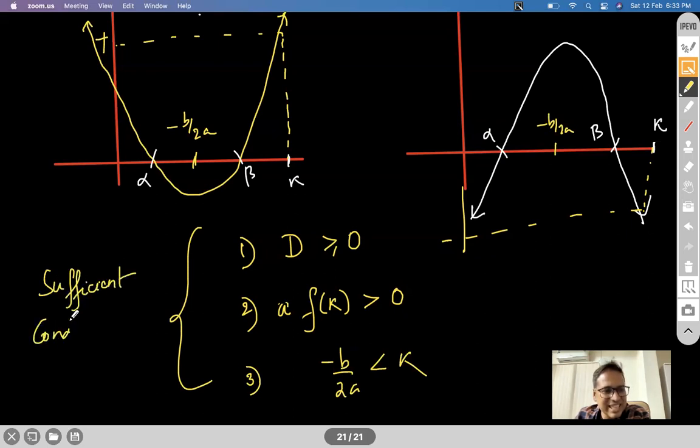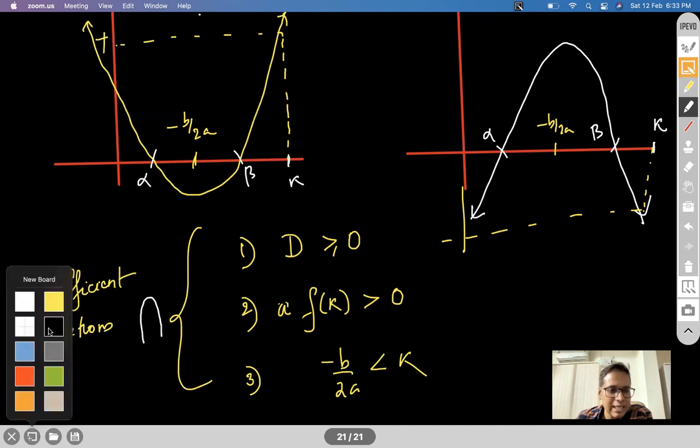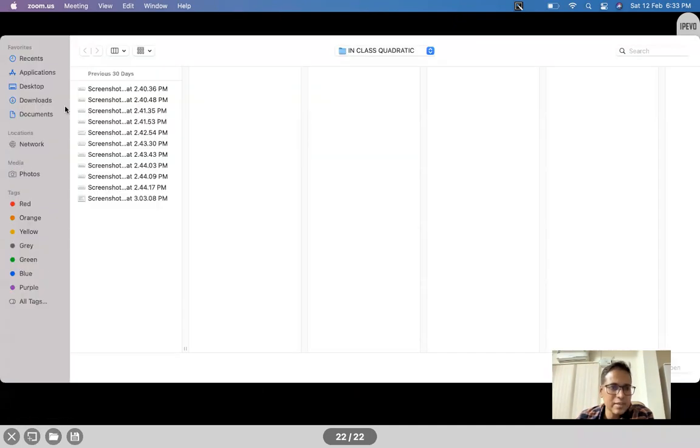Isn't it sufficient conditions? In other words, if I take the overlap of these three conditions, the intersection, whatever answer I get, that would be my acceptable answer. Right? Let me show you a question like this so that you get a better idea of what I'm trying to discuss here. Let's say this question.